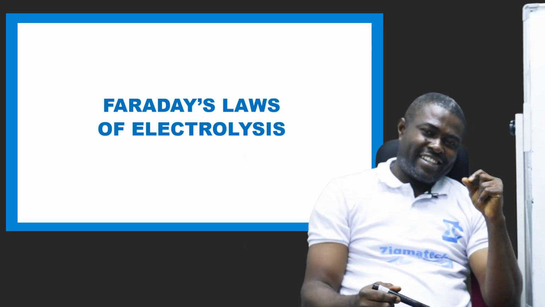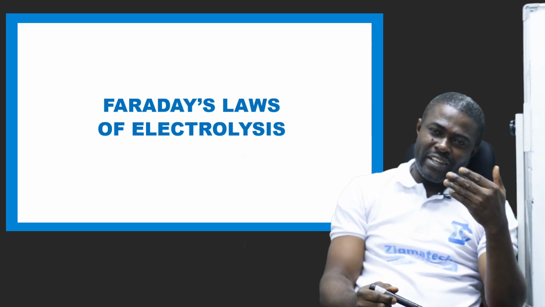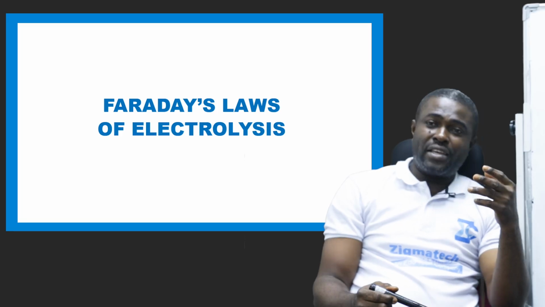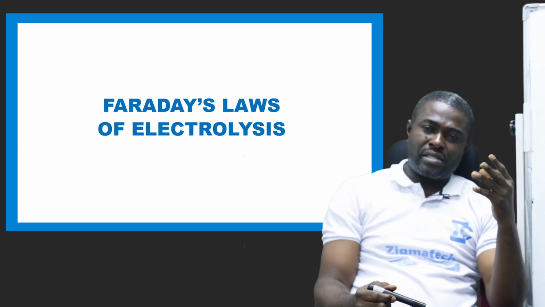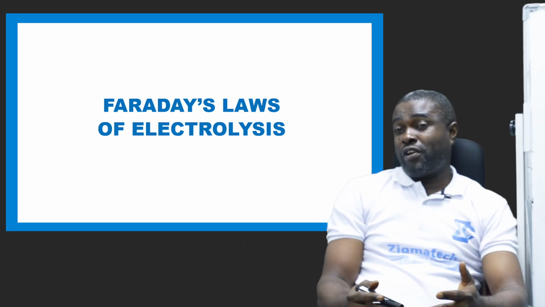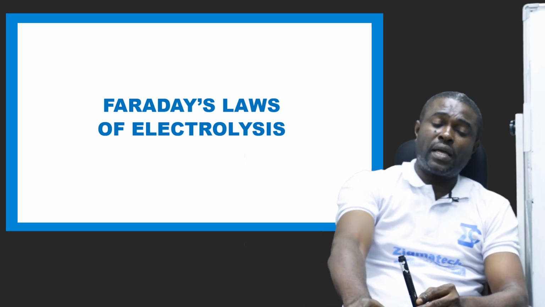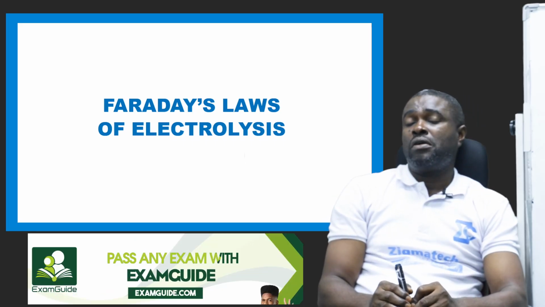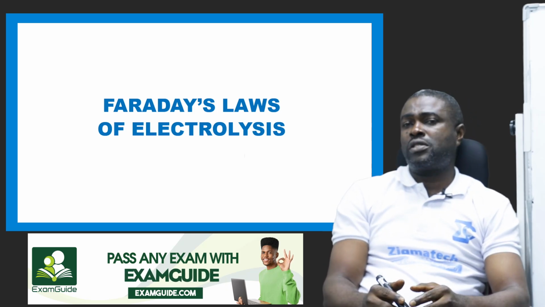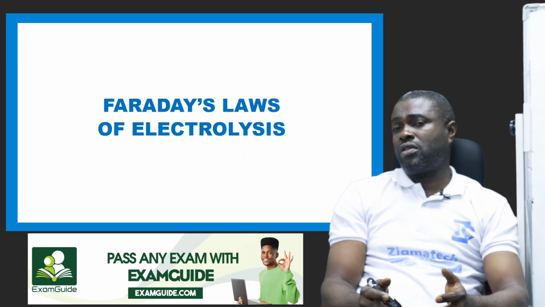Welcome to class. Today we shall be looking at laws of electrolysis given by Faraday. The two laws, we have the first law and the second law. Before now we have established the fact that substances are released or given out as neutral substances at both the anode and the cathode after the electrolytic process.